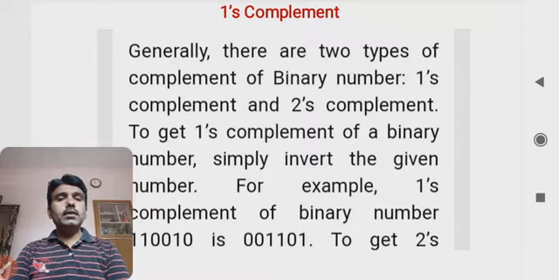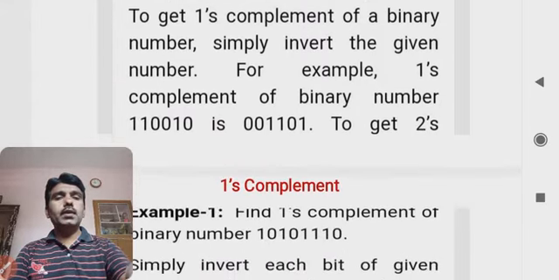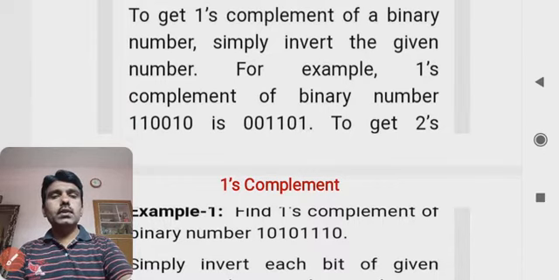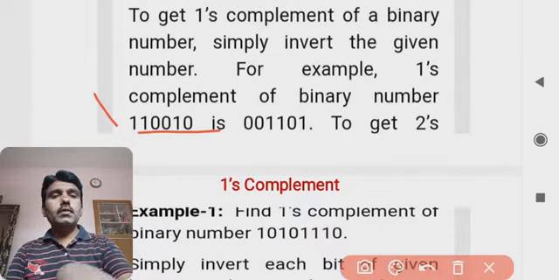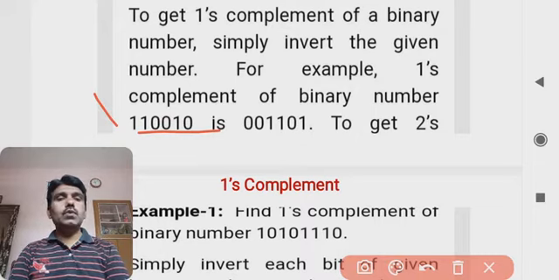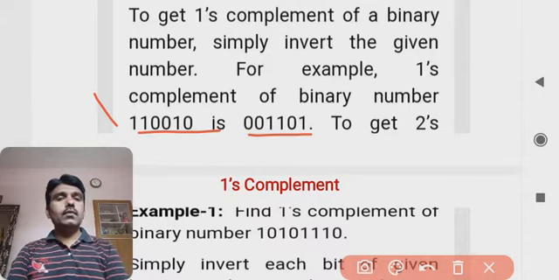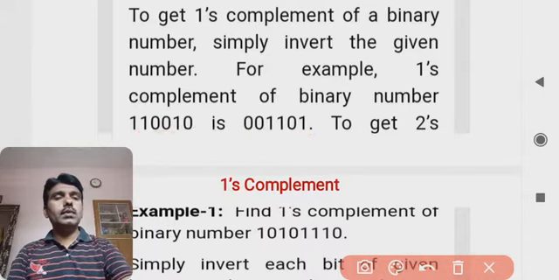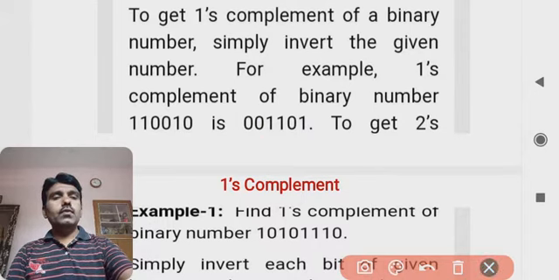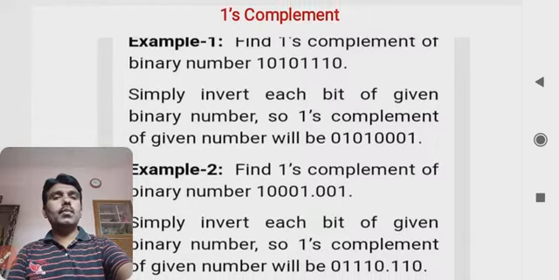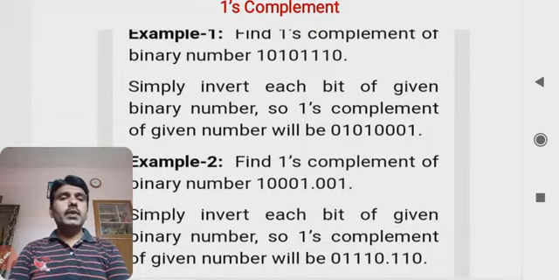If you look at it here, for an example, 110010 is a binary number, and the inverse of this, 001101, is its one's complement. In the same way, a simple way to understand finding the one's complement is to simply invert each bit.